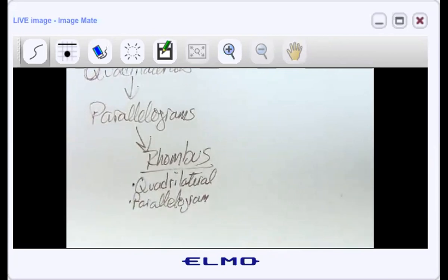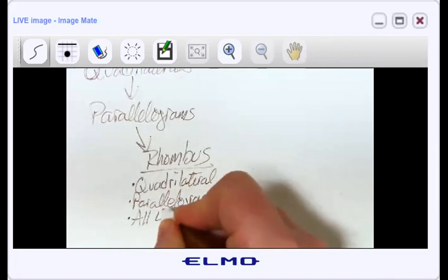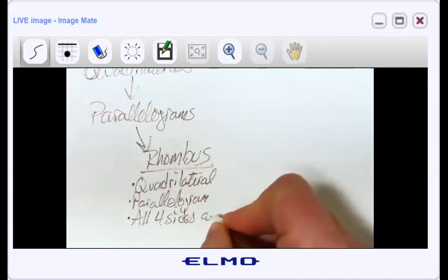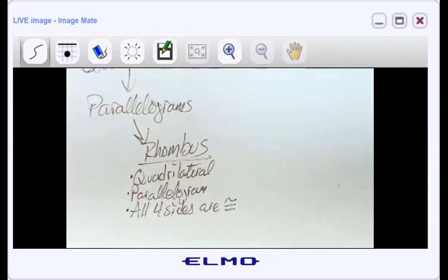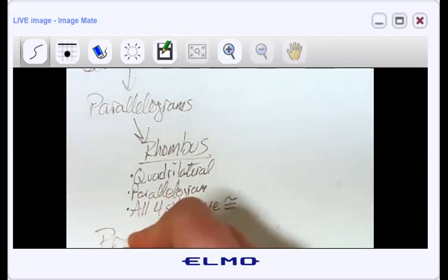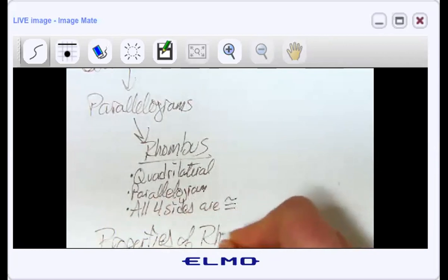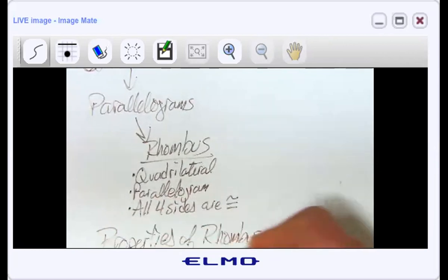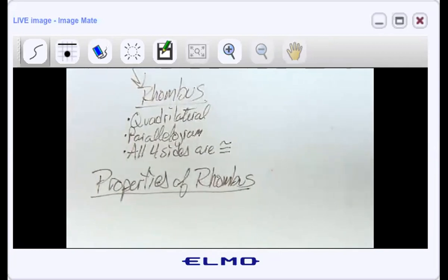But, so that's kind of old news. What's new for the rhombus? Obviously all four sides are going to be equal. All four sides are congruent. And then we're going to talk about the properties of the rhombus that only belong to the rhombus. Okay, so maybe I'll even make a properties of the rhombus. So these are going to be the things that are unique to a rhombus so that nobody else has.